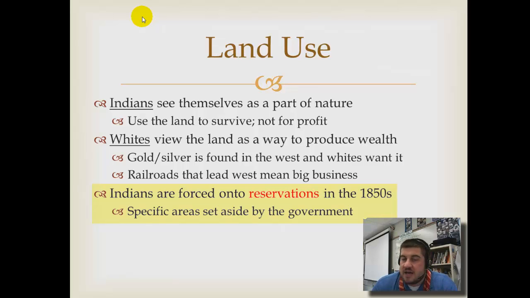In the 1850s, Indians are forced onto what are called reservations, and I'm sure you're all familiar with that term. It's a specific area set aside by the government for Indian use and where they live. And they were not that happy about it. They were used to roaming the plains, and they were tied to one spot. A lot of them were very, very sad after that. They weren't used to that way of life, and it didn't jive with them.